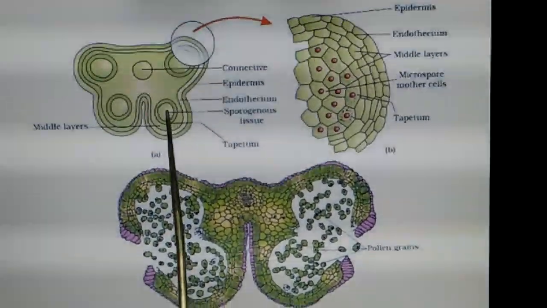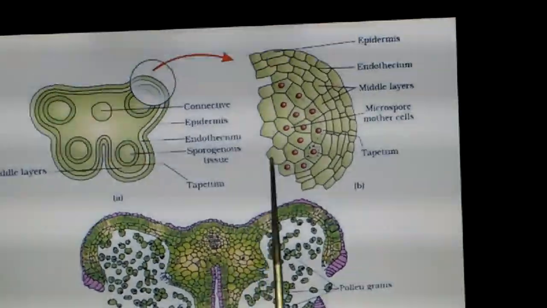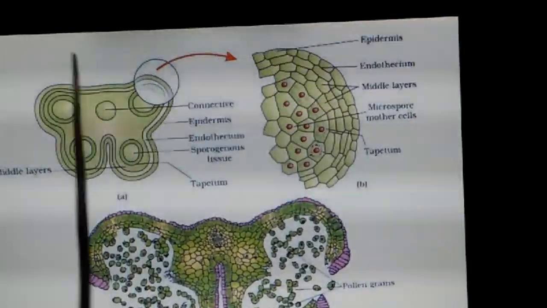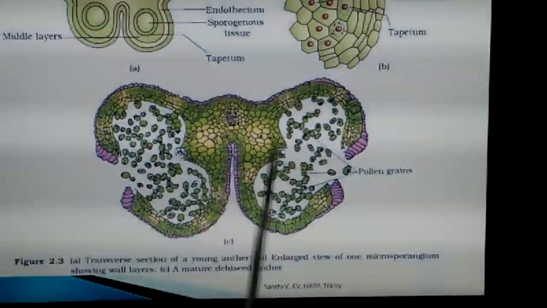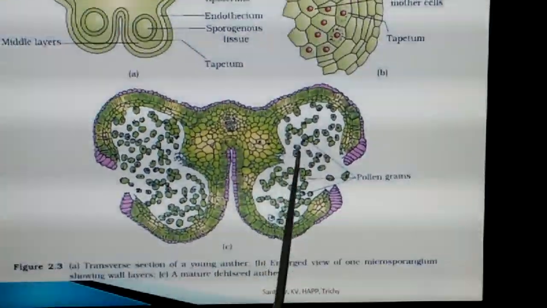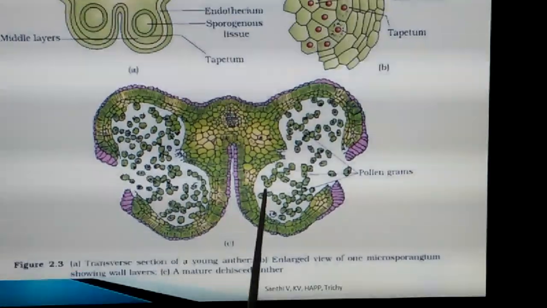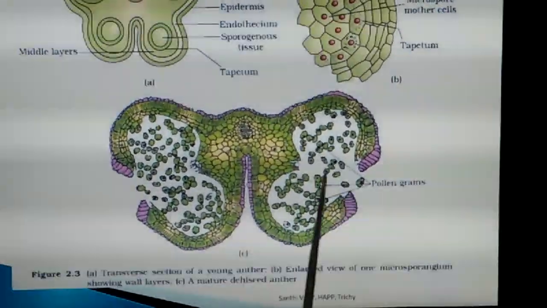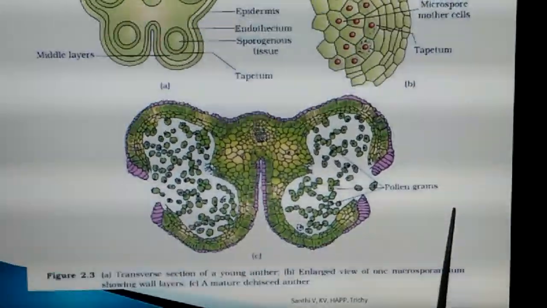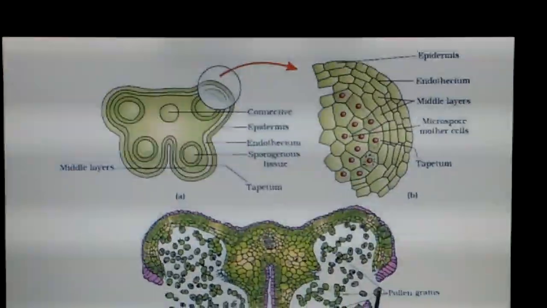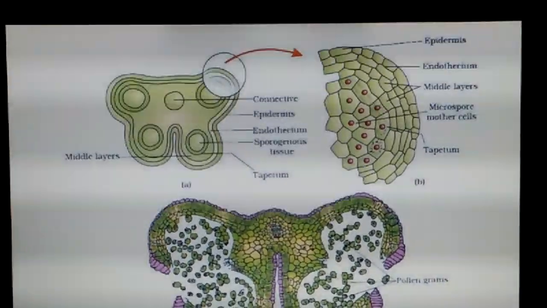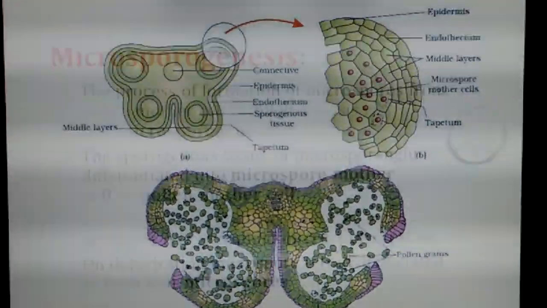Can you see sporogenous tissue? So here it will be sporogenous tissue. The sporogenous tissue is helpful in the development of pollen grains. So this is the matured anther. When the sporogenous tissue develops into pollen grain, it dehisces, breaks and liberates the pollen grains outside. When it is immature, it is intact. When it is mature, it breaks and liberates the pollen grains.